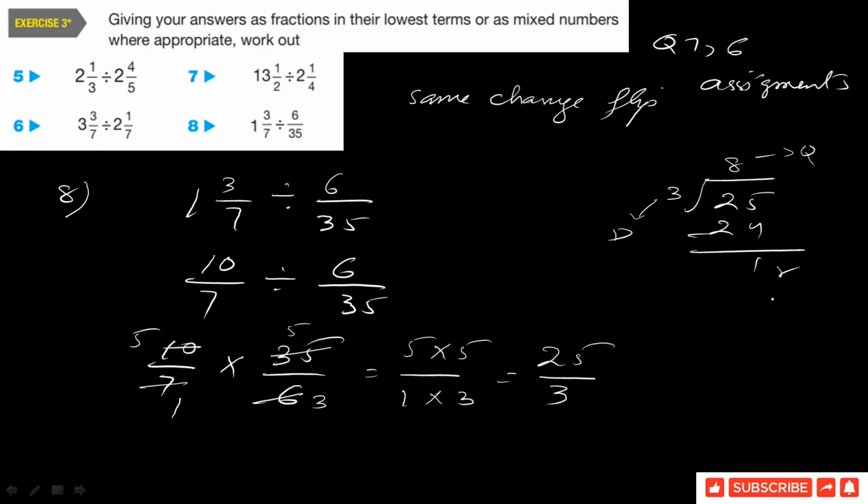Always remember, the quotient comes in the whole, this is 8. The remainder comes in the numerator, this is 1. And the divisor will come in the denominator, and this is your answer. Okay, for question 8.